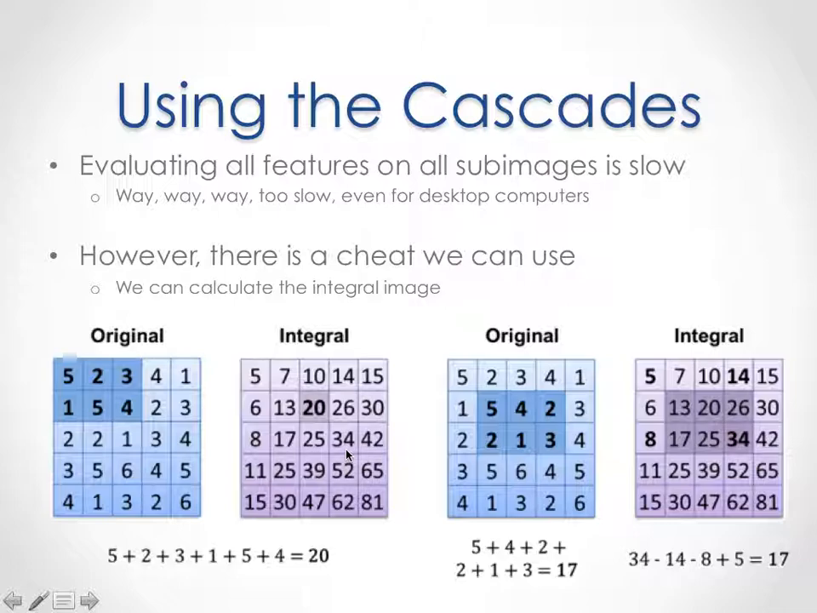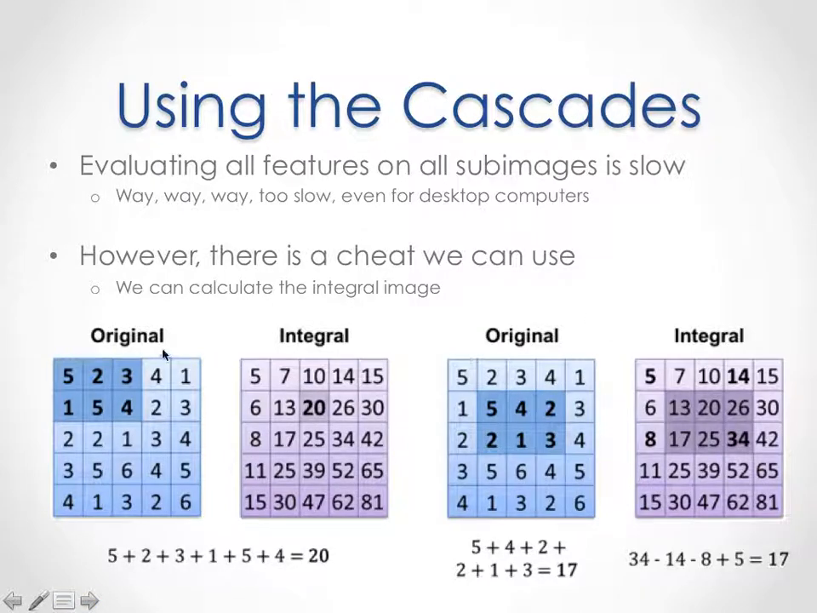Using the integral image, we can then say, all right, what is the dot product of the original image with a white block here and a black block here? And assuming that everything else is black, we basically only need to worry about the white blocks with the Haar cascades.